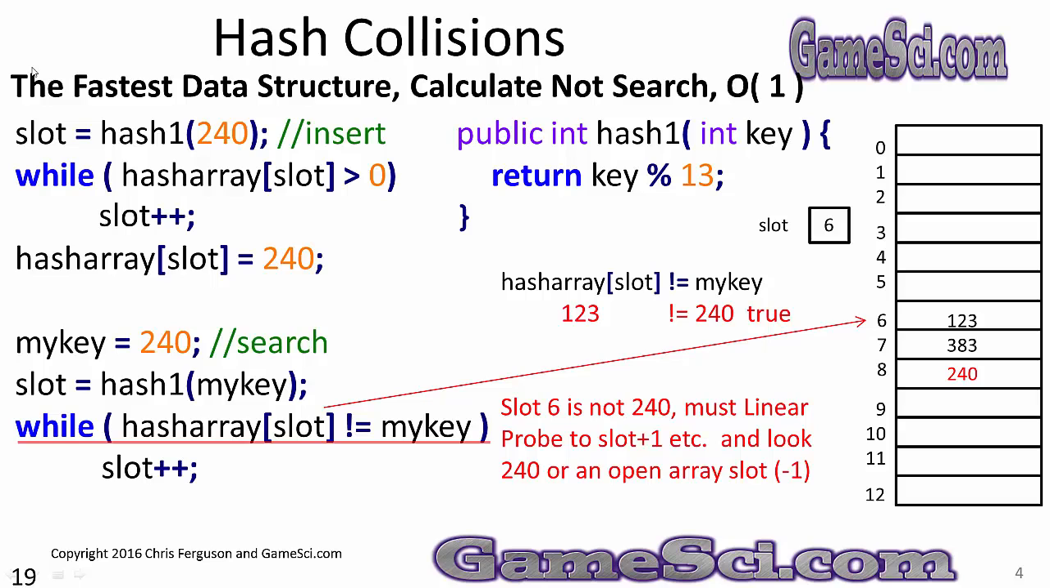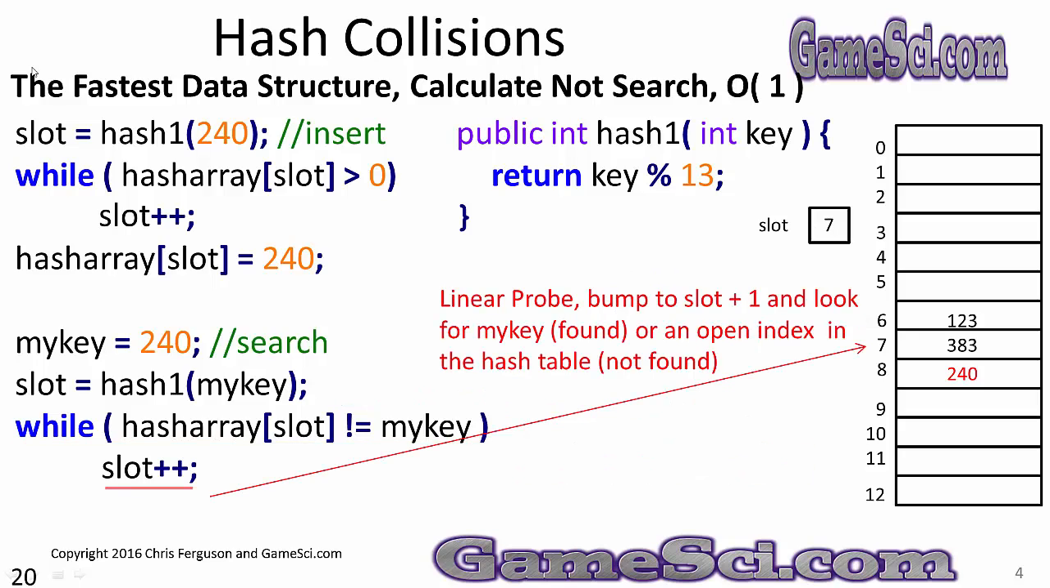While hash array of slot does not match my key. Well, the array contains a 123 in position 6 of the array. And we're looking for 240. They don't match. That's a true statement. We must linear probe to slot plus 1, etc. and look for 240 or an open array slot of -1. Here's our linear probe. We bump to slot plus 1. We're going to look for my key if it's found, or an open index in the hash table, which indicates it's not found.